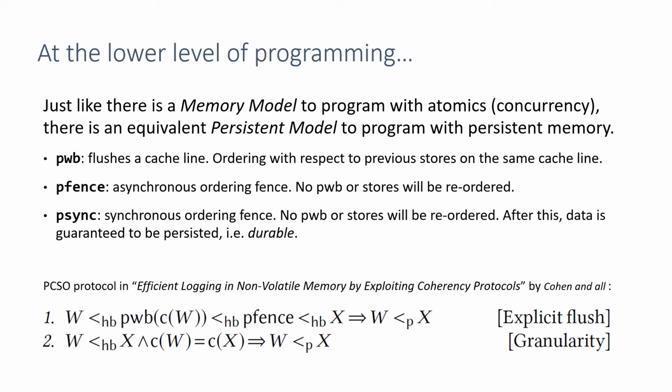We also use the PCSO model by Cohen et al., which defines for x86 that stores to the same cache line are ordered. So you don't know when they'll reach the persistent storage unless you do the psync, and the flush for all the modified cache lines. But you do know that if W has been written to a cache line before X, then if you see X, for sure W has reached it before on the same cache line.